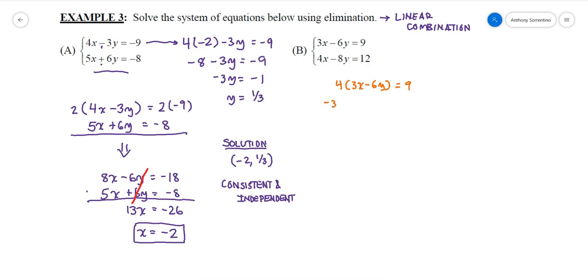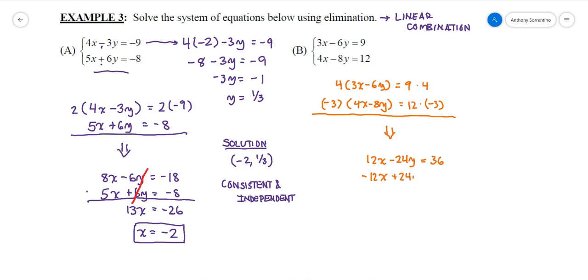And I did negative 3 times the 4x minus 8y equaling 12. Remembering that I had to multiply this by the 4 and this by negative 3 as well. I almost forgot to write that. When I carry through the stuff on the top, because I want to simplify my system before I start trying to solve it, I have 12x minus 24y equaling 36. On the bottom I have negative 12x plus 24y equaling a negative 36.